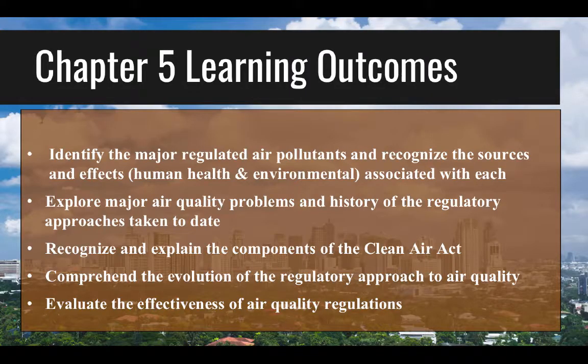The learning outcomes for this chapter are: identify the major regulated air pollutants and recognize their sources and effects. Effects are human health and environmental. Explore major air quality problems and history of regulatory approaches taken to date. Recognize and explain the components of the Clean Air Act. Comprehend the evolution of the regulatory approach to air quality. Evaluate the effectiveness of air quality regulations.